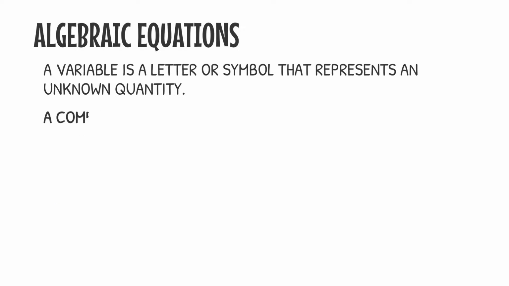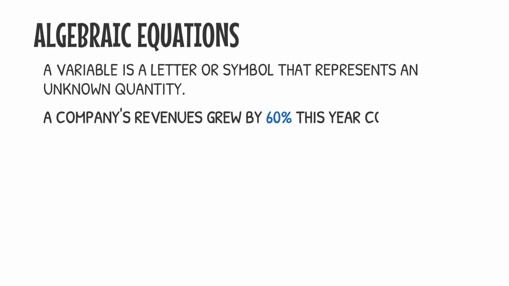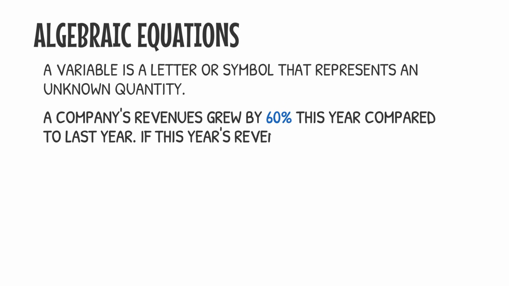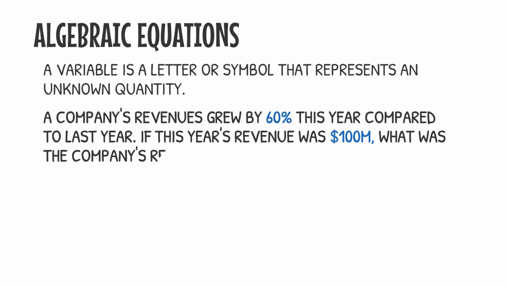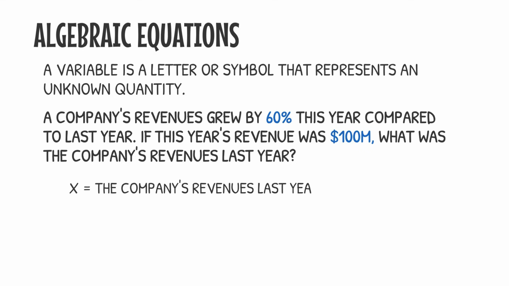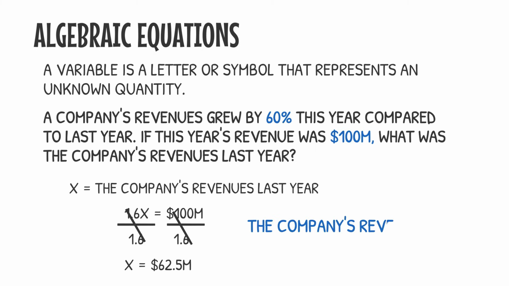For example, a company's revenues grew by 60% this year compared to last year. If this year's revenue was $100 million, what was the company's revenues last year? To solve this question, let x equal the company's revenues last year. And we have 1.6x equals $100 million. The unknown variable is already isolated on one side of the equation, so we just need to divide both sides of the equation by 1.6. This gives us x equals $62.5 million. The company's revenues last year were $62.5 million.